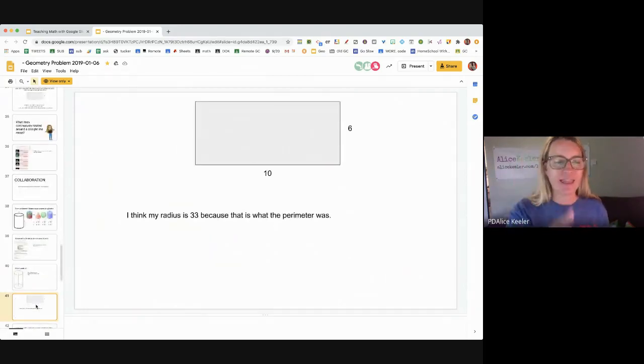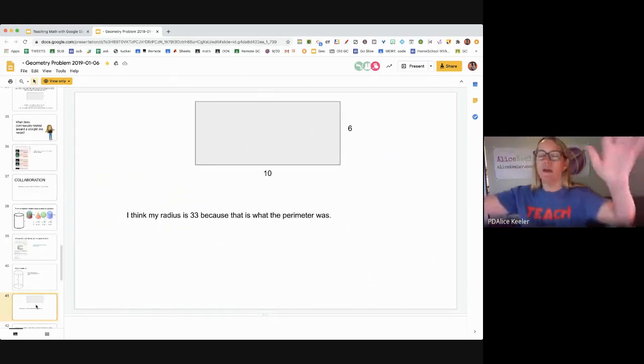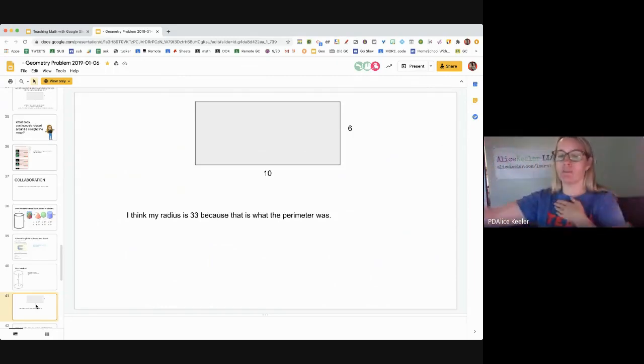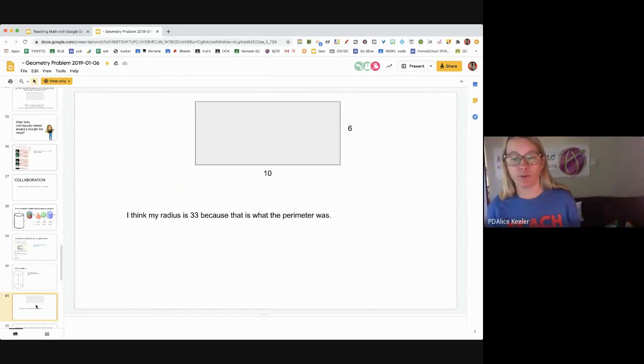She says, I think my radius is 33 because, y'all, that's all I want in life. That is all I want in life is the word because. I think this because. She says 33 because that's what the perimeter was. Beautiful. It's completely wrong. I don't care. Like, all right. Now, this is Joe Bowler technique, right? You cannot rescue students from thinking.